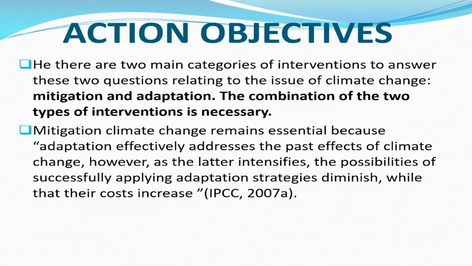The objectives, or the action objectives. Here, there are two main categories of interventions to answer these two questions relating to the issue of climate change: mitigation and adaptation. The combination of the two types of intervention is necessary. Mitigating climate change remains essential because adaptation effectively addresses only the past effects of climate change. However, as the latter intensifies, the possibilities of successfully applying adaptation strategies diminish, while their cost increases.